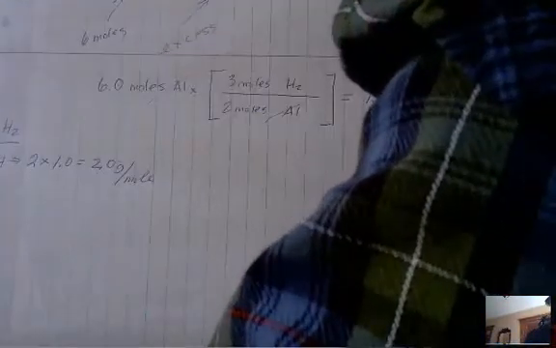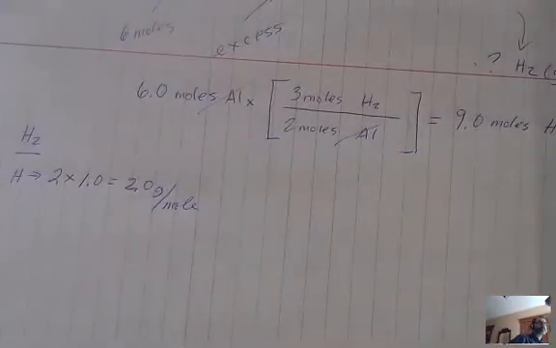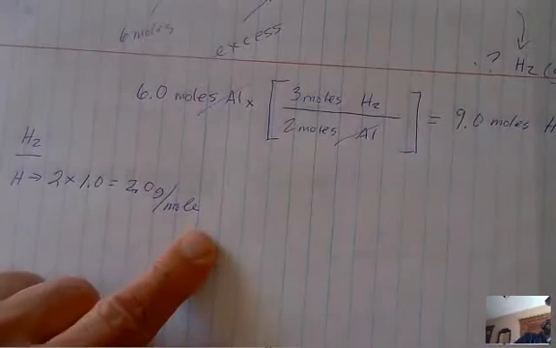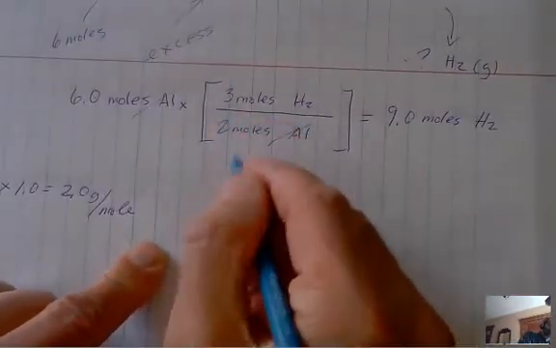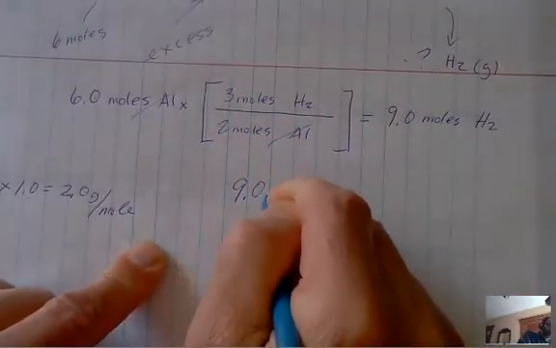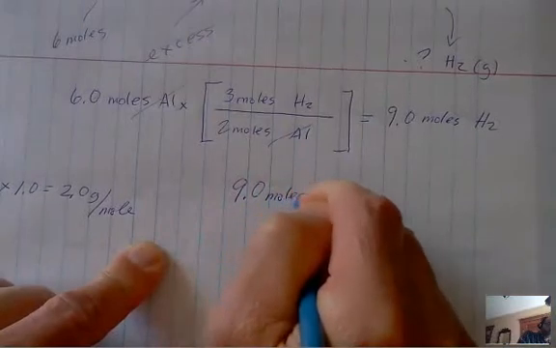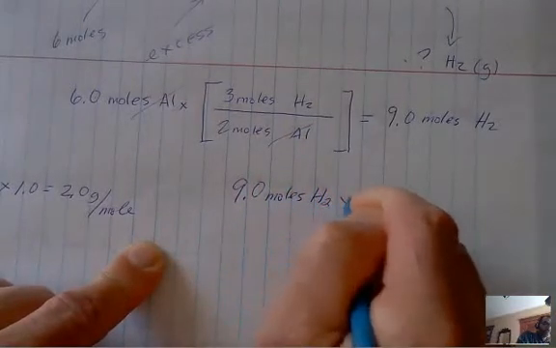Let's focus. Make it a little bigger. Autofocus. How's that? Okay, so the second step is take my 9 moles of hydrogen and convert it into grams.